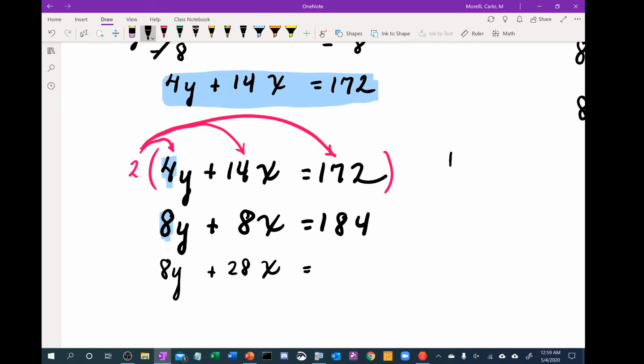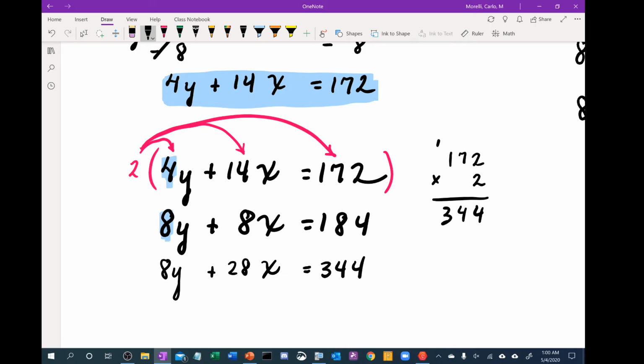Some people can do that in their head and I can't. 2 times 2 is 4. 7 times 2 is 14. Carry the 1. 2 times 1 is 2, plus 1 is 3. 344. So I have 344.